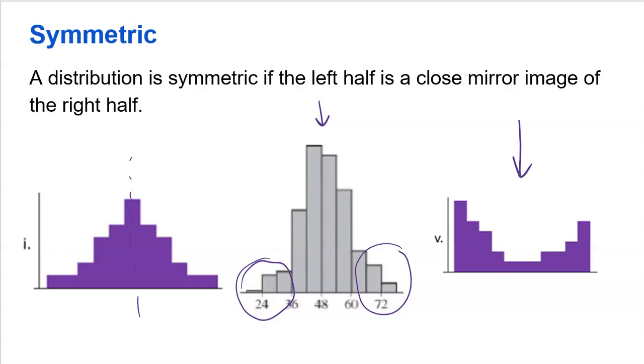Now this graph right here is also symmetric, but symmetric in a very different way, but it's still symmetric. Put that mirror down the center, left side and right side are close mirror images of each other, but it's a little bit different here where we see a bimodal, right? Big chunk of data on the left, big chunk of data on the right, and not so much in the middle, but it's still symmetric.